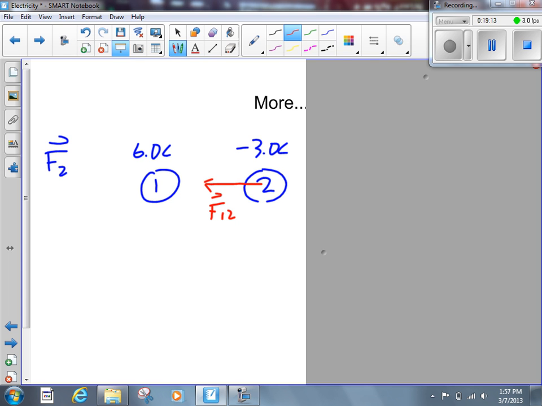Now, there's also a force of 2 on 1. 1 gets pulled to the right as a result of that force of attraction as well, right? But we don't really care about that force because the question was to find the net force acting on number 2. So although there is a force acting on number 1, we're going to ignore it because we're not trying to find the net force on number 1.